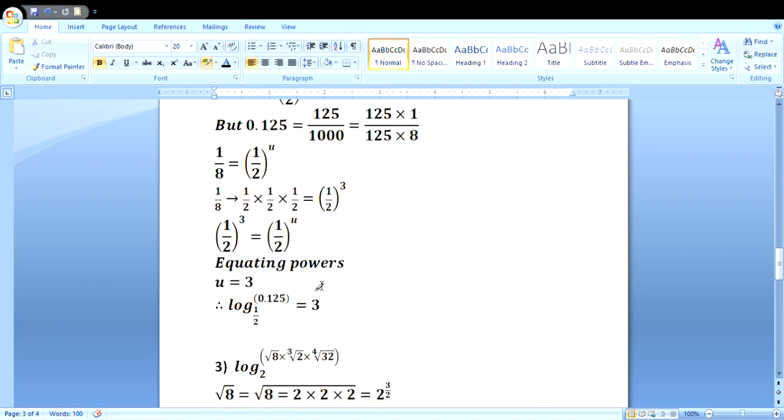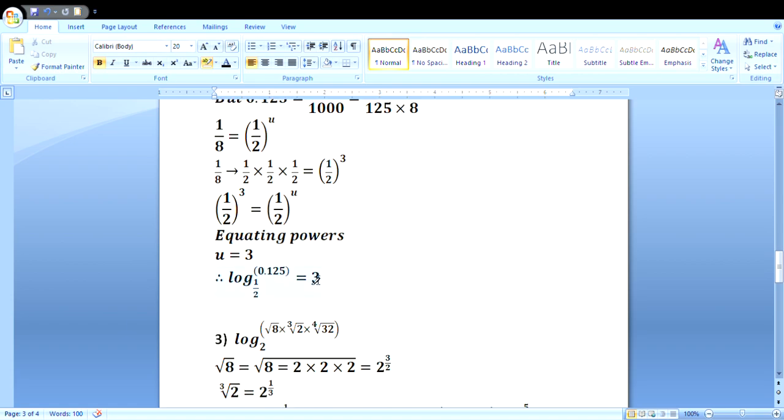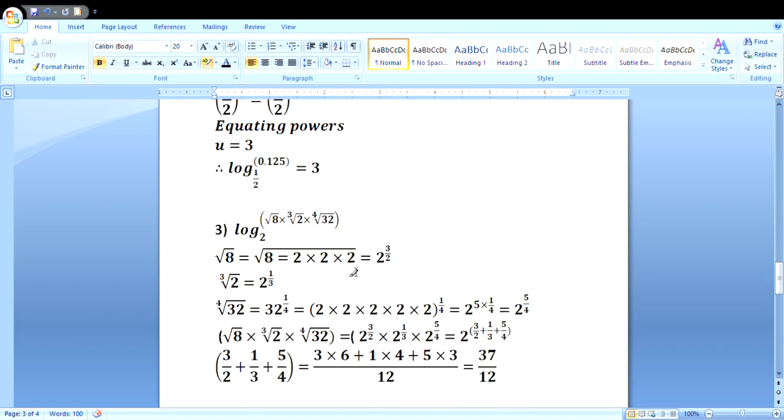So all we need to do is just to take the power, so that equating powers, u equals 3. So therefore log 0.125 to base half is equal to 3. Now number 3 question, it says log open bracket root 8 times the cube root of 2 times the fourth root of 32 close bracket to base 2.